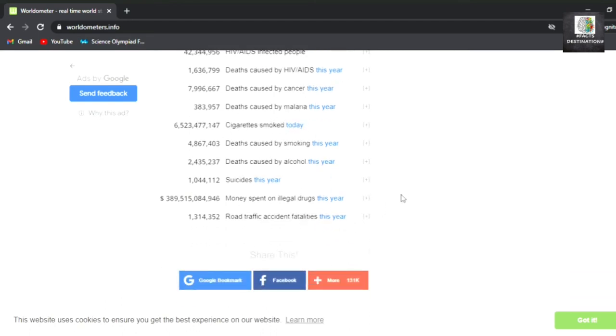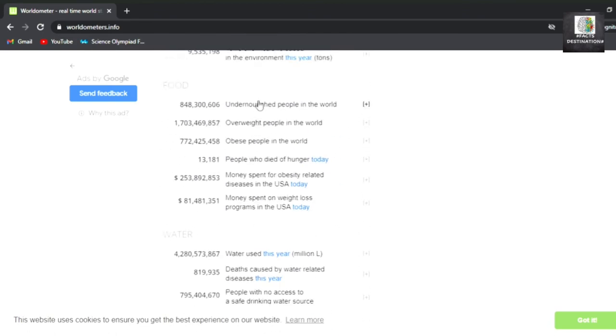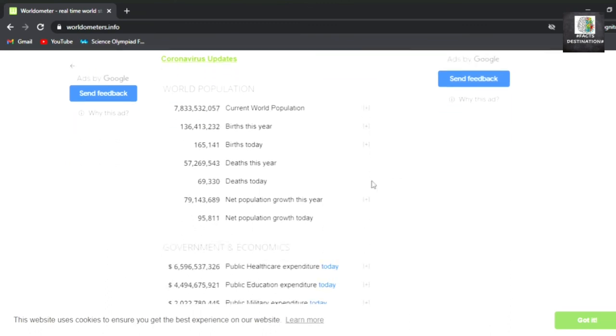And these are the statistics related to health and related to the deaths and the reason for deaths due to different health diseases or different reasons such as accidents and all.